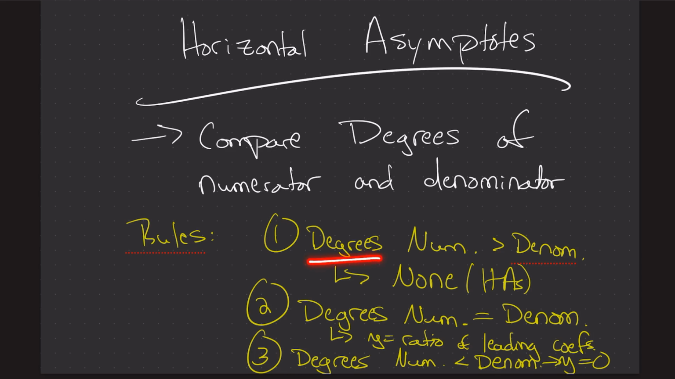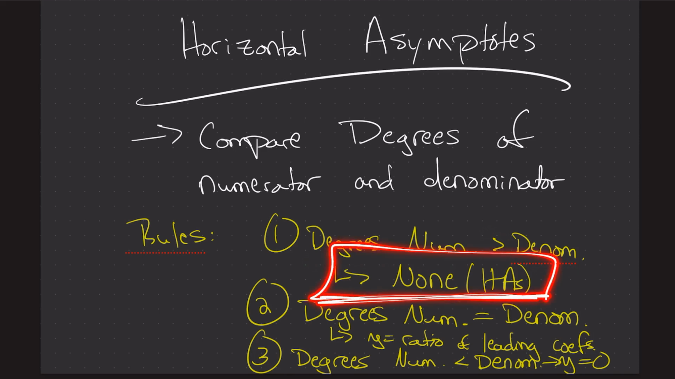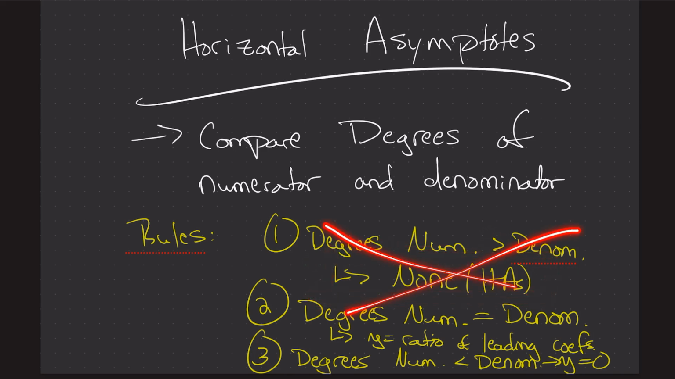So when the degree of the numerator is greater than the denominator, we have none. We have no horizontal asymptote. This is not the same thing as y equals 0. None is the correct answer there. When the degrees of the numerator and denominator are equal, y equals the ratio of the leading coefficients, and we'll go through some examples in a moment. The third option is when the degree of the numerator is less than the degree of the denominator: y is equal to 0.